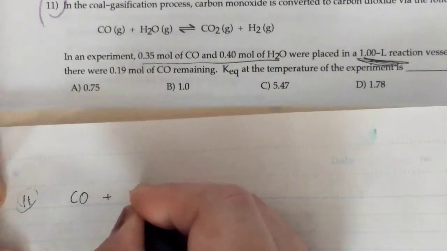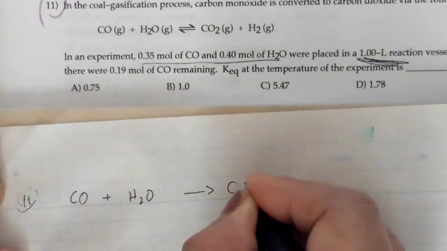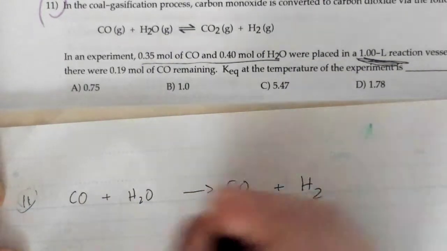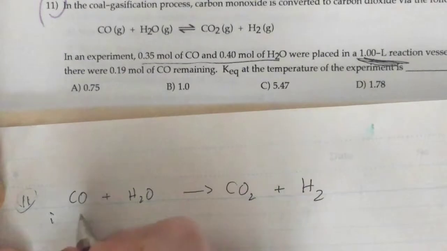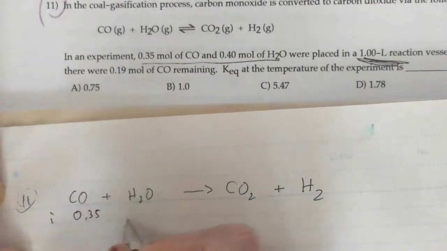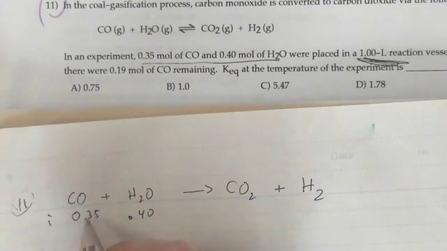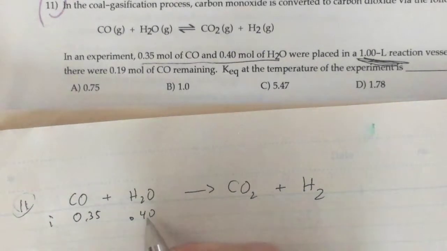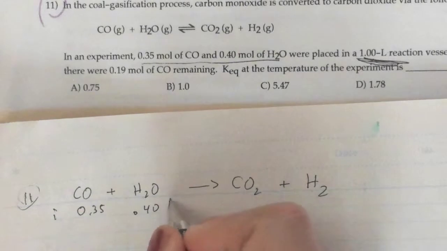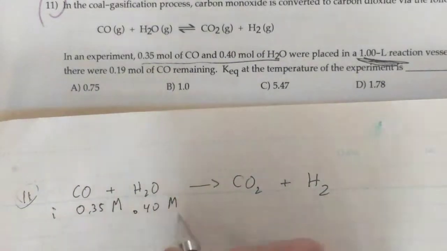CO plus H2O, CO2 plus H2. These are already balanced, so we're good. Initial: 0.35, 0.40. Notice that my CO is going to be the limiting reagent, it looks like, right? Because this has mole. Anyway, these are big M, just so you guys remember.